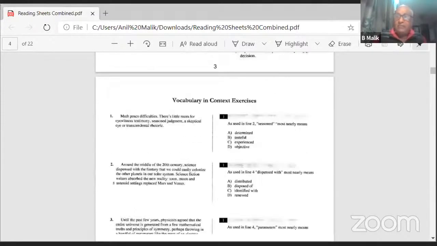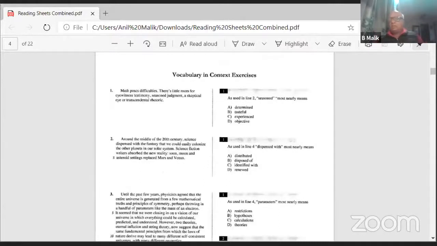Vocabulary in context. Now, what does vocabulary in context mean? Anil is my name. I have a very severe temper. Now, what does temper mean?